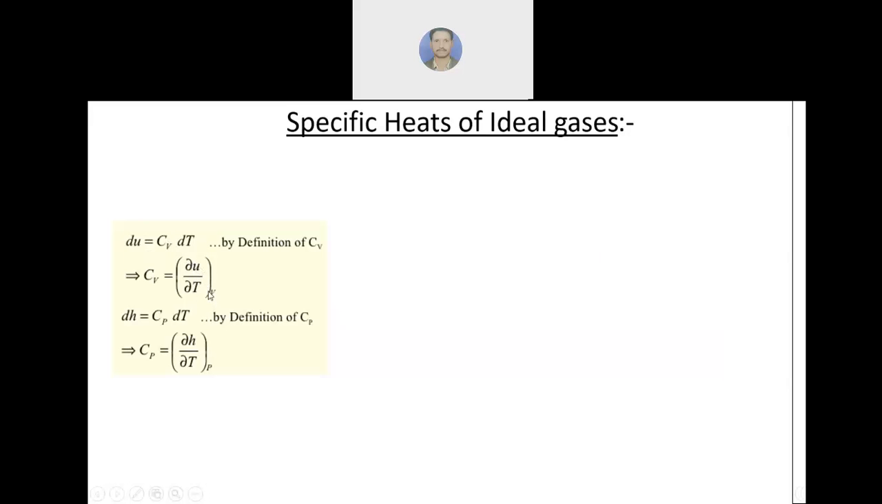Similarly, H represents enthalpy. This is another one of the important properties. du represents change in internal energy. dh represents change in enthalpy, and this is nothing but equal to Cp dT. So when you resolve, you will get Cp equals dh by dT at constant pressure. This is very important. You note down this thing.